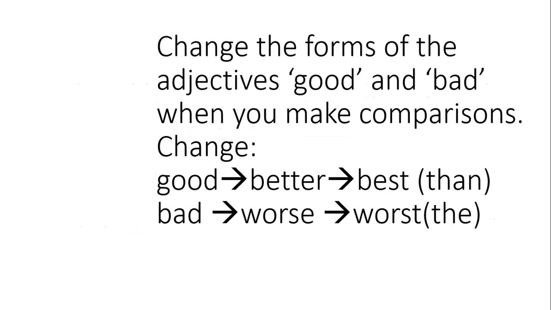When you're using good and bad, we say better and best to show the comparative and superlative. We also say worse and worst for bad. We don't say badder or baddest. We say worse or worst. And again, we're going to see the keywords then, and we're also going to see the keywords the.